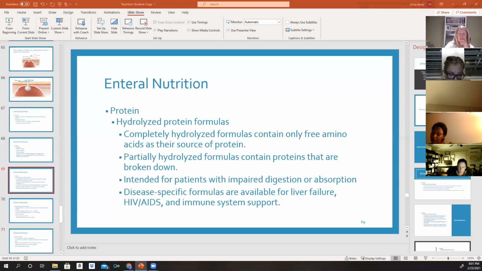So we have hydrolyzed protein formulas, which contain only free amino acids as their primary source of protein. We have partially hydrolyzed formulas, which contain proteins that are already broken down. Some patients that have digestion issues, if they get a lot of abdominal cramps or indigestion, you might have to move to that. It's intended for patients with impaired digestion or absorption. And then we have disease-specific formulas, again, for liver failure, HIV, AIDS, and immune system support.